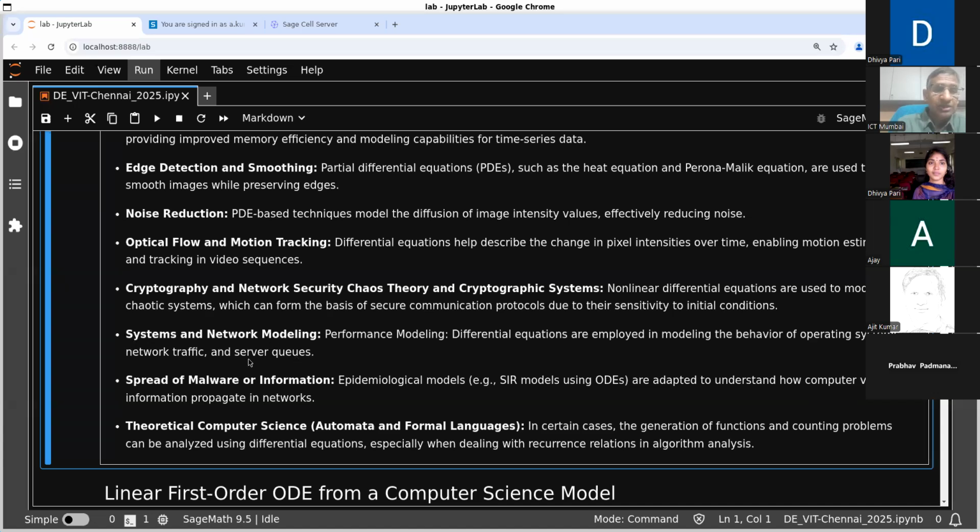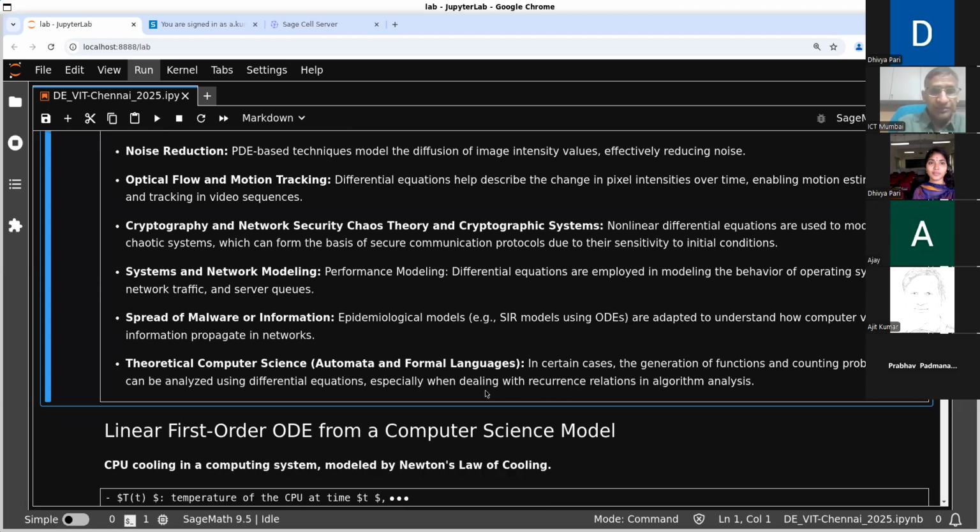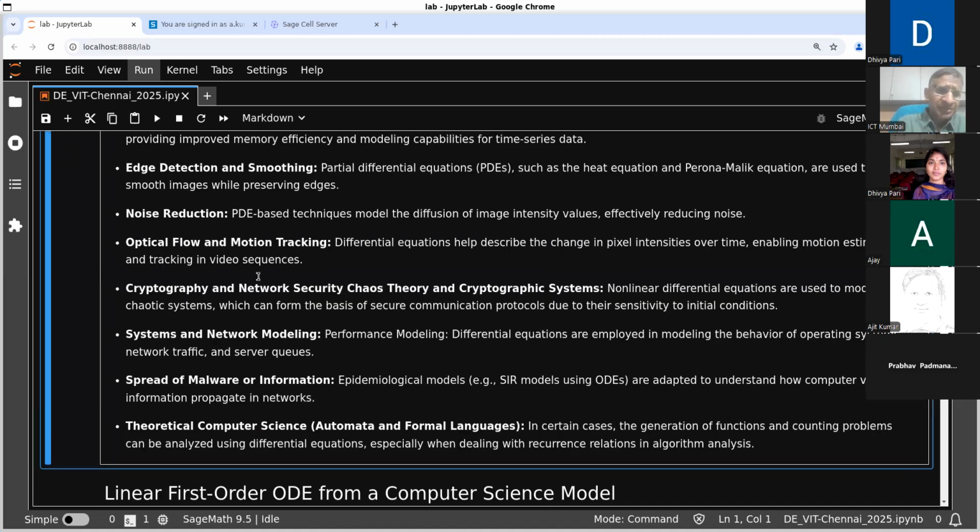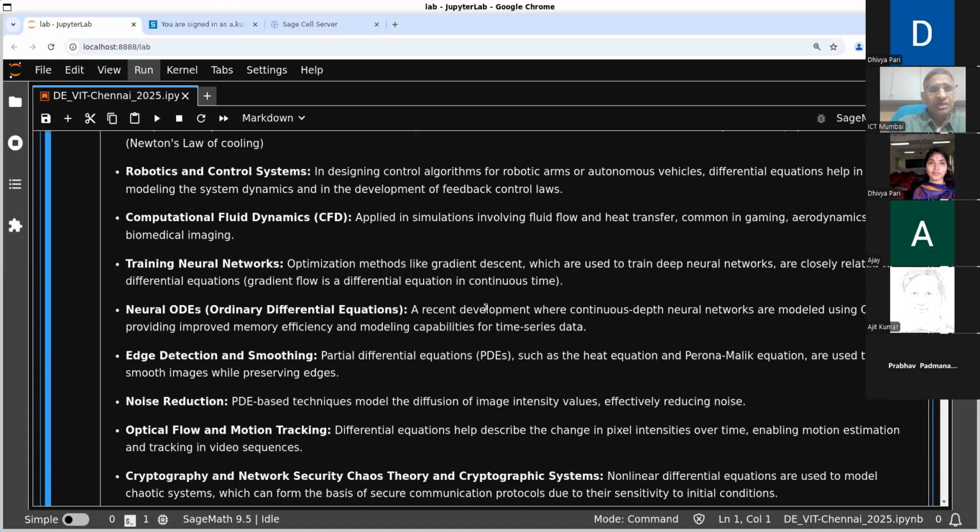Even if you want to model a system or network, for example the spread of malware, that can be modeled using differential equations. Even in theoretical computer science, like automata or formal language, differential equations are used. So these are some applications I have listed, but there are many applications of differential equations. I'm sure since you started learning differential equations, you must have already seen several applications, and how when you create any model, a differential equation comes into the picture, right?